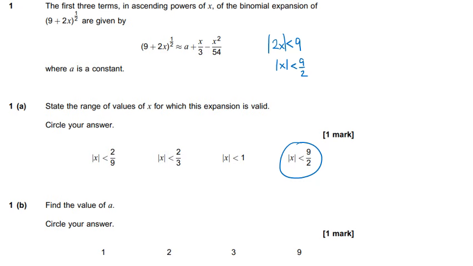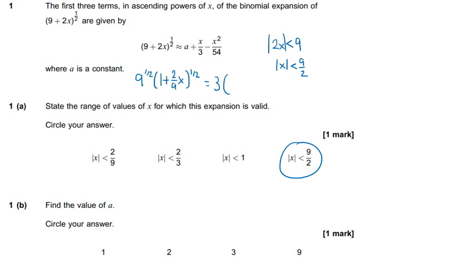And then part B, find the value of a. Well, then we have to do the expansion, so a bit more work here. So first of all, divide by the 9. We'll take 9 out as a factor, I should say. So we get 9 to the power of a half outside, and then we have to divide the bracket by 9. So we get (1 + 2x/9) to the power of a half. 9 to the power of a half is just 3, so we'll sort that out in front.